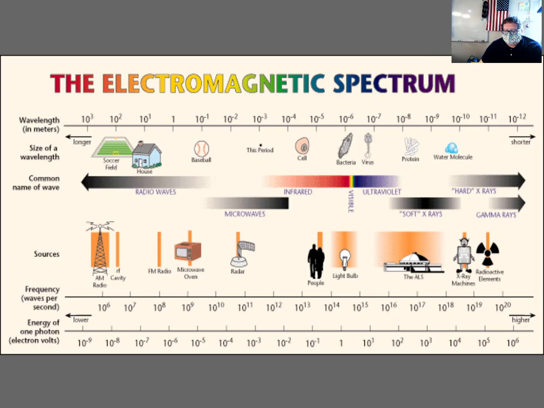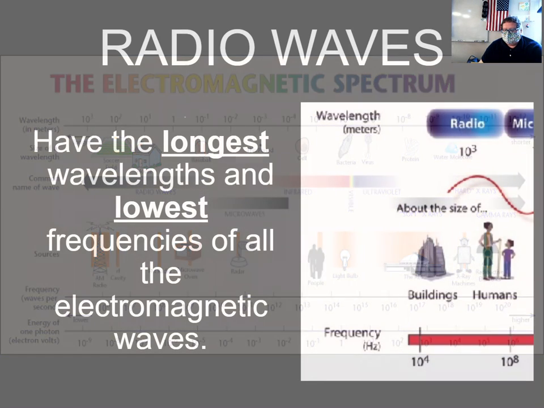Okay, so again, just the electromagnetic spectrum here. The energy goes up, as you can see, from left to right. The frequency goes up from left to right. The wavelength gets smaller from left to right. It gets smaller as you go up. And you can see some pictures of how big these waves are.